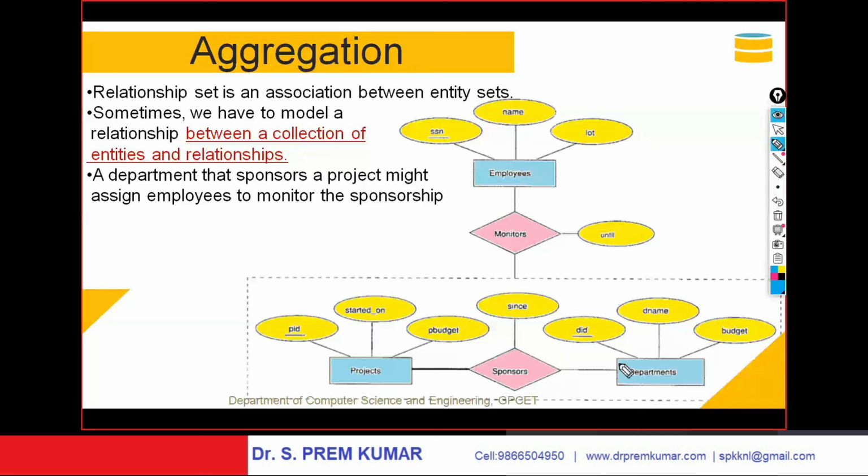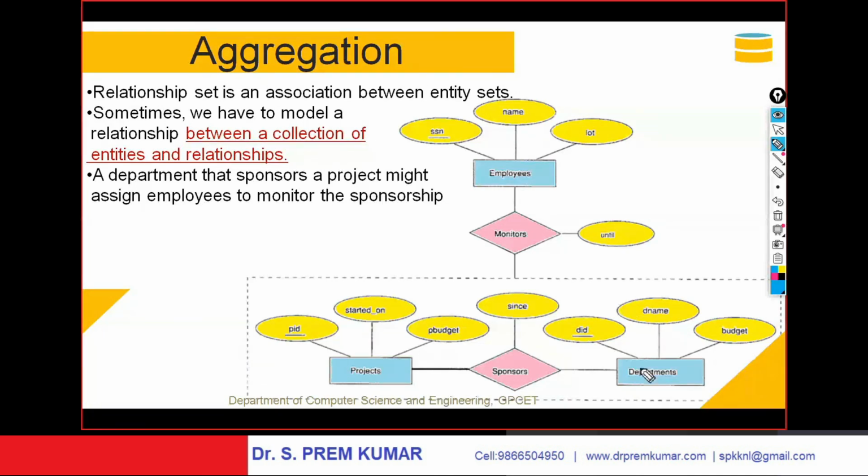Now the employees should relate to both. The employees should belong to department, employees should work with projects, both. Then what I did, this portion I made as dotted lines. This is called aggregation, and employee got connected. Employee monitors. I got connected to this dotted line. This shows that employees are related to both departments and projects. In this diagram, I am aggregating these two with a dotted line. I am clubbing these two with a dotted line.